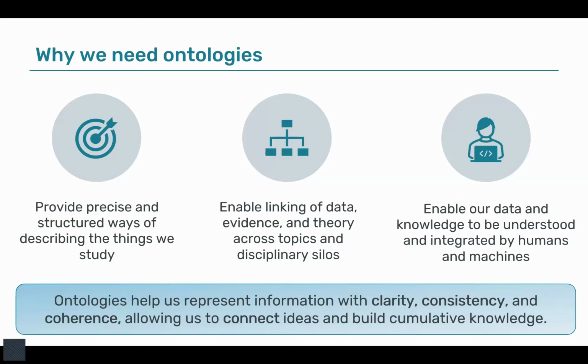And importantly, ontologies also ensure that our data and knowledge can be read by humans and machines, which means that once our knowledge has been represented in an ontological form, we can then use tools in AI to extract, synthesize, and analyze our information much more efficiently and with much greater precision. So essentially, ontologies help us represent information with clarity, consistency, and coherence, allowing us to connect our data and ideas and build this cumulative knowledge. Next slide, please.